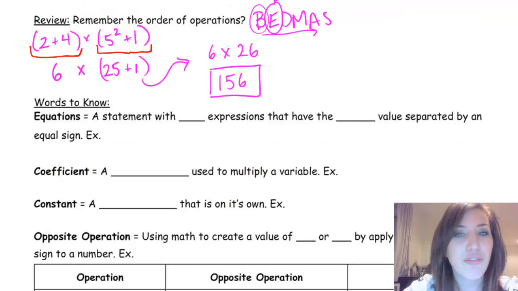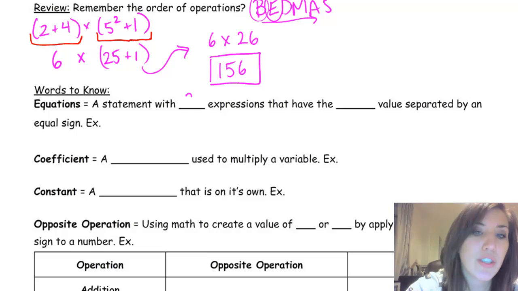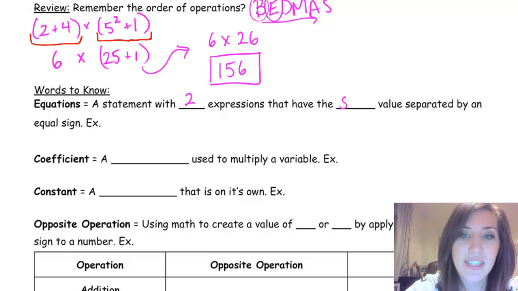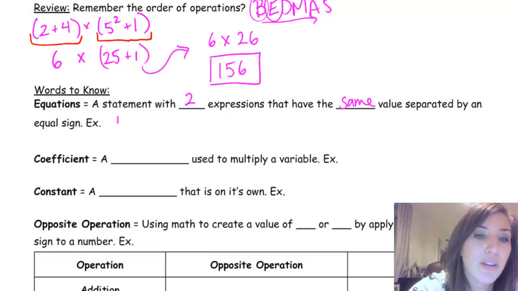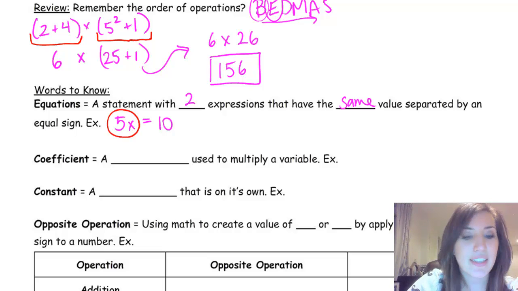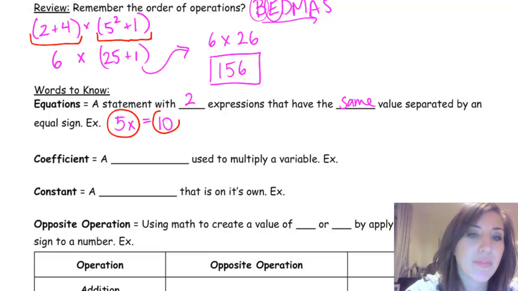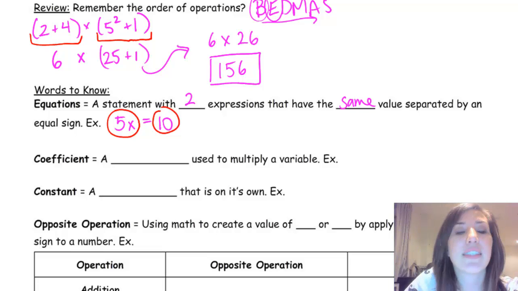Alright, some words to know for this chapter. We already talked about equations, and that's basically a statement with two expressions that have the same value separated by an equal sign. So for example, 5x equals 10. So in this case, 5x is one of the expressions, and 10 is the other expression. And they have the same value, so 5 times x has the same outcome or the same answer as 10. And this whole thing is called an equation.